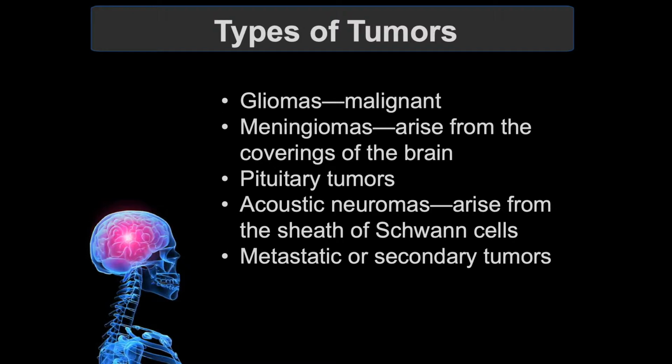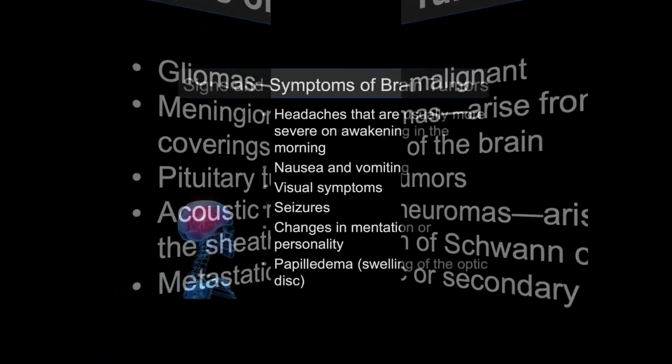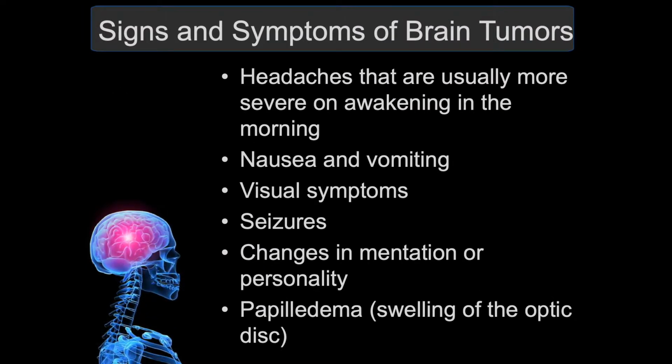Pituitary tumors, of which the most common type is an adenoma, may cause endocrine dysfunction, and they present signs that include visual disturbances, loss of hair, diabetes insipidus, sterility, visual field deficits, and headaches. Acoustic neuromas compress other cranial nerves, specifically cranial nerves 7, 5, 9, and 10. Symptoms include hearing loss, tinnitus, dizziness, and vertigo.